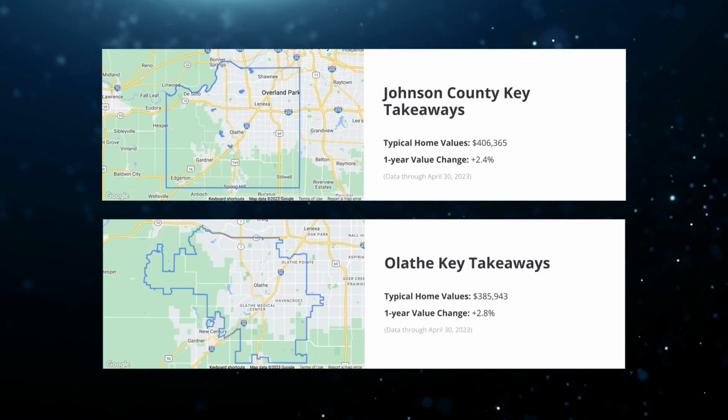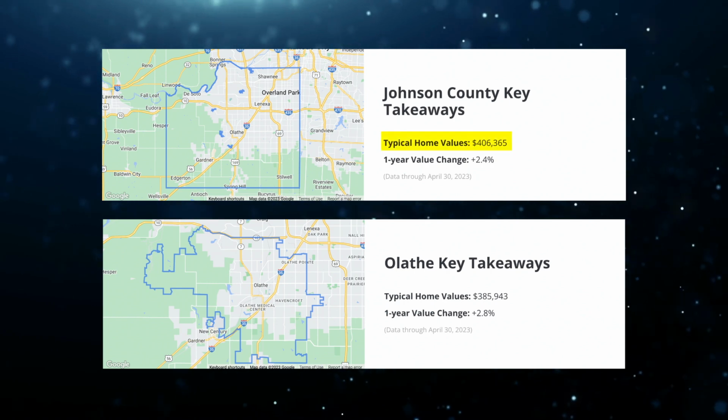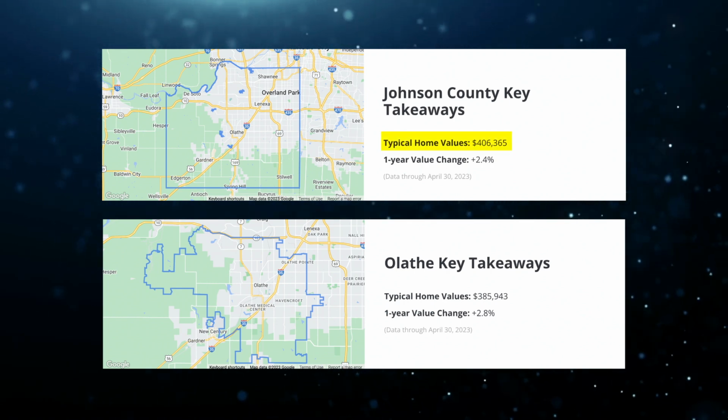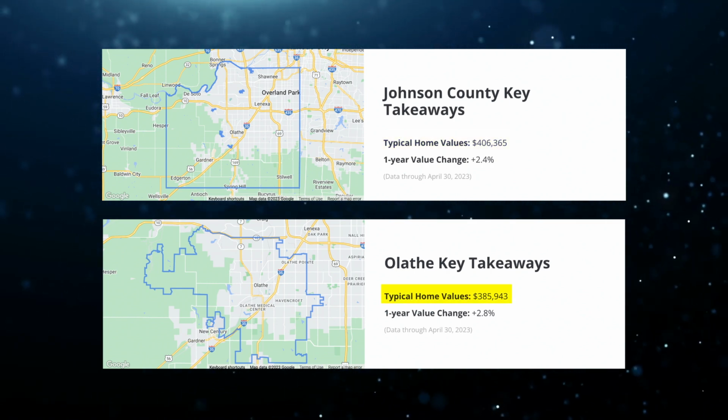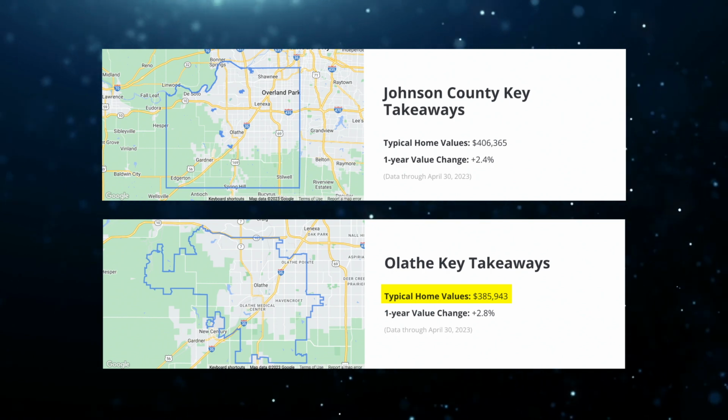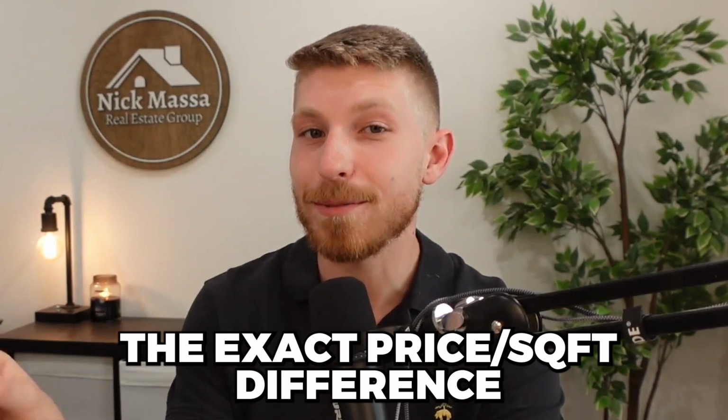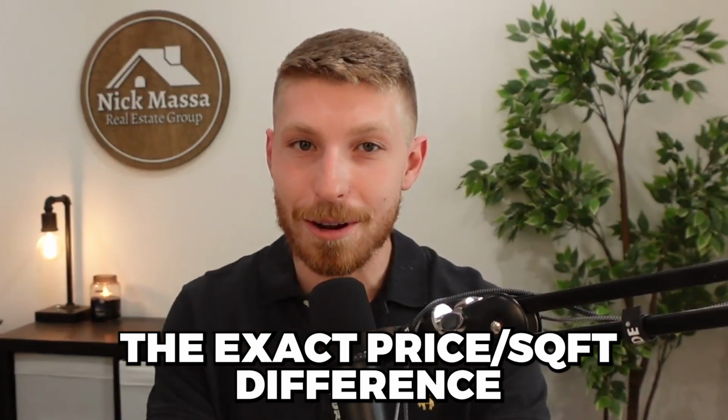So here's how it compares to Johnson County. The typical home value in Johnson County is about $406,000. And if you look at the typical home value in Olathe, it's about $20,000 less at $386,000. Now, here's the exact price per square foot difference between new and old homes.